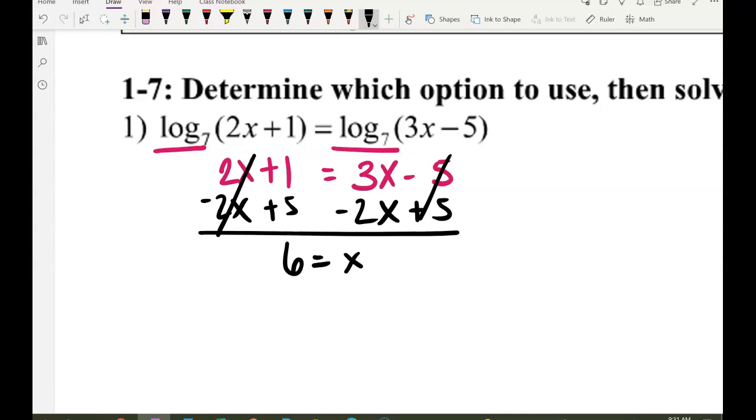On the left side, 2 times 6 is 12, plus 1, positive. That's all we worry about, positive or negative. On the right side, 3 times 6 is 18, minus 5, positive. That's right, box it up because they're both positive.